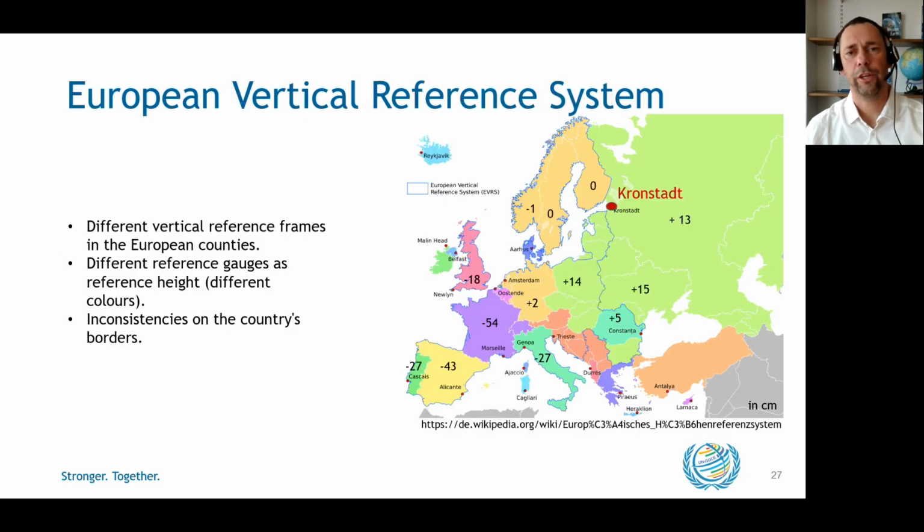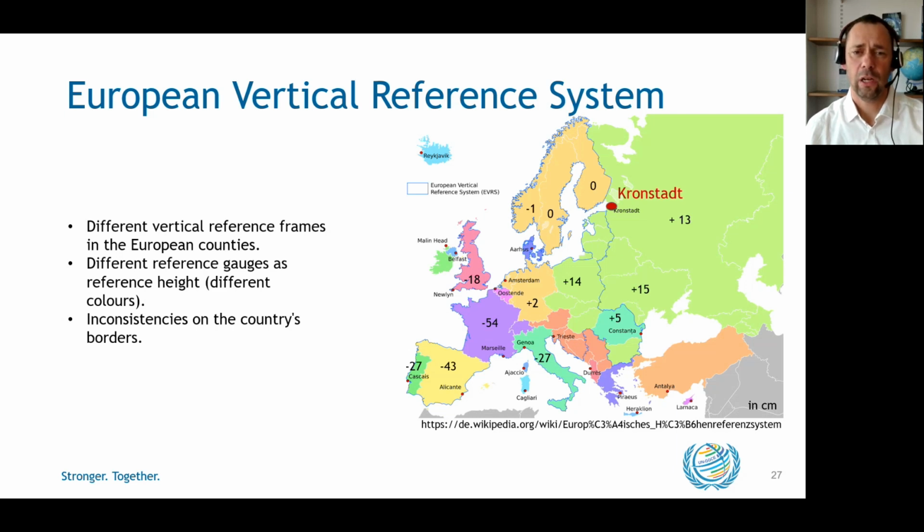In Europe, the situation is different than in Australia. Historically, every country created its own vertical datum and used different tide gauges as a zero reference for this purpose. The different colors mark the individual vertical reference systems, and the numbers in the map mark the differences between them. The countries that are bright green colored in the east of Europe use as a reference the tide gauge of Kronstadt we showed you already in a picture.